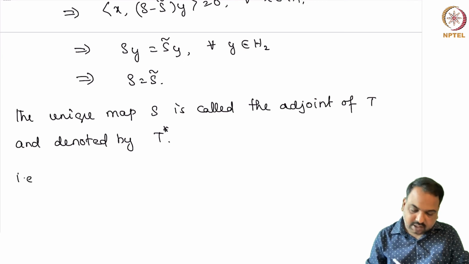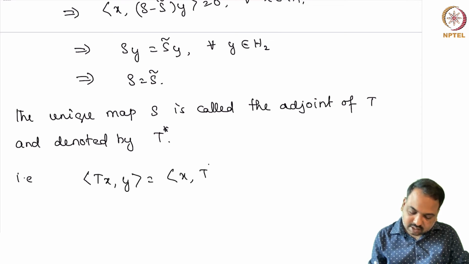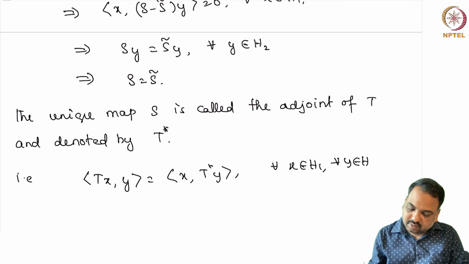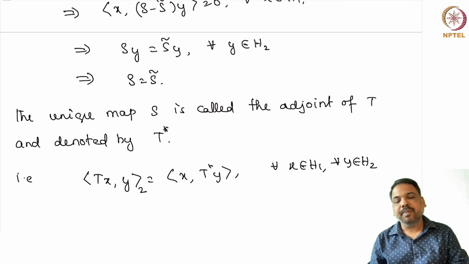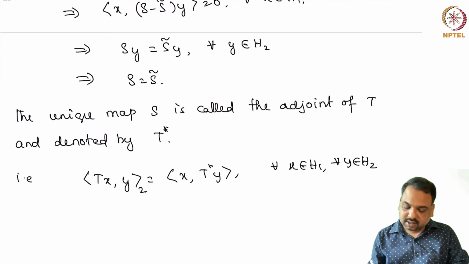So we can say that T and T star are connected by the following equation: the inner product of Tx with y is nothing but the inner product of x with T star y, for every x in H1 and for every y in H2. Note that the inner product on the left hand side is in the second Hilbert space and the inner product on the right hand side is in the first Hilbert space.